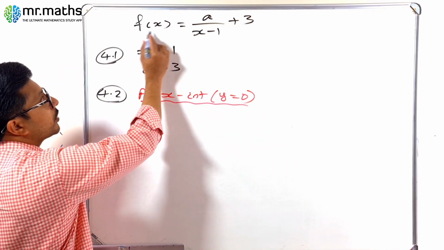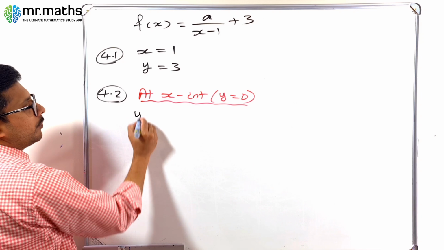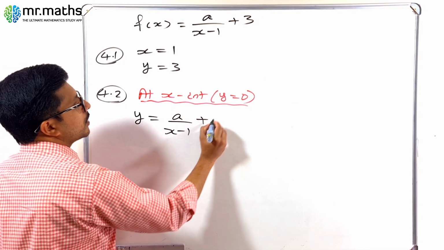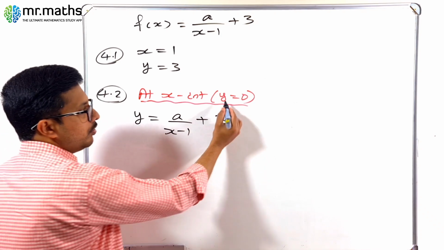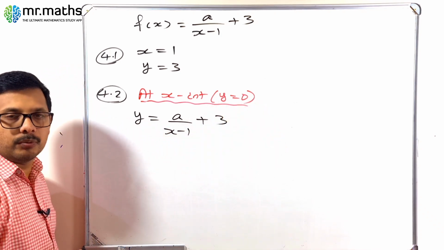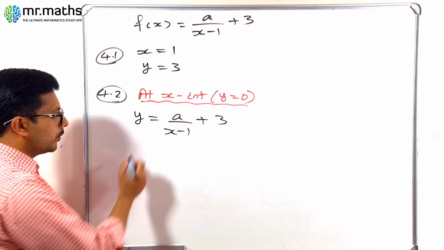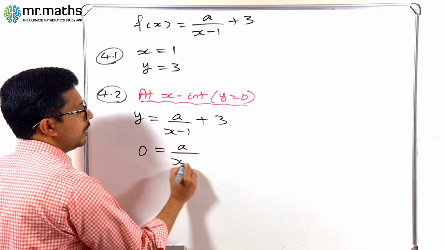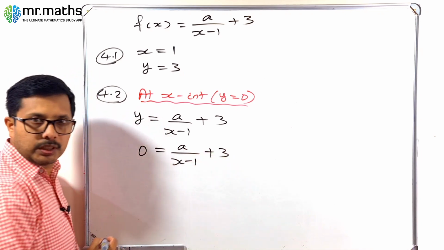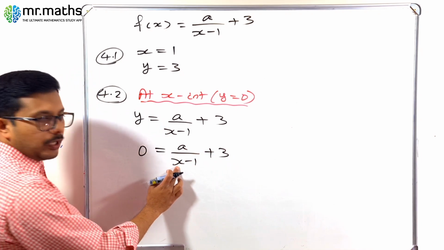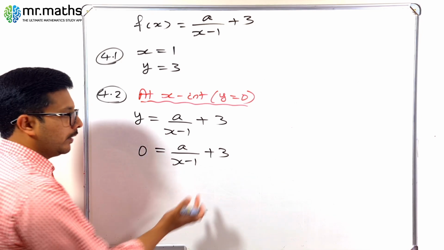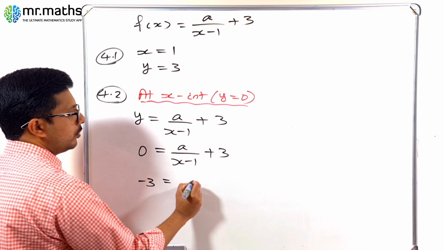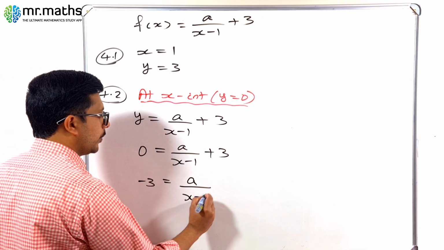So let's write the equation once more. f of x, that is the same as y is equal to a divided by x minus 1 plus 3. And here the value of y we have to substitute as 0, because we are trying to find the x intercept. So 0 is equal to a divided by x minus 1 plus 3. So simplify this one and try to find the value of x in terms of a. So take this plus 3 to this side. So it is minus 3 is equal to a over x minus 1.